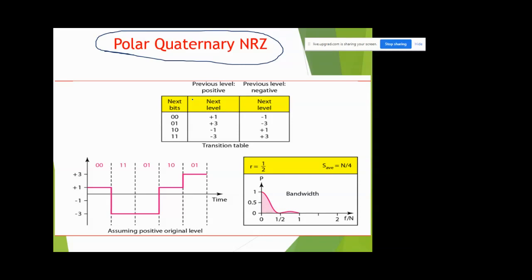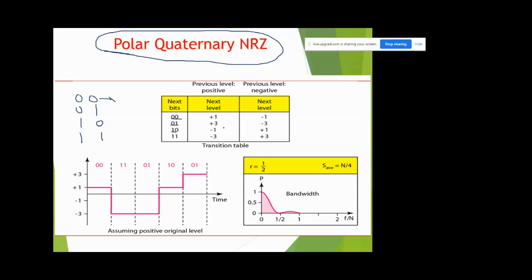Now here we are going to see how to represent a group of bits by a voltage level. In polar quaternary NRZ we represent a 2-bit group. So these are the possible combinations. There are different formats. For 0 0 it is plus 1, for 0 1 it is plus 3 voltage, for 1 0 it is minus 1, and for 1 1 it is minus 3.